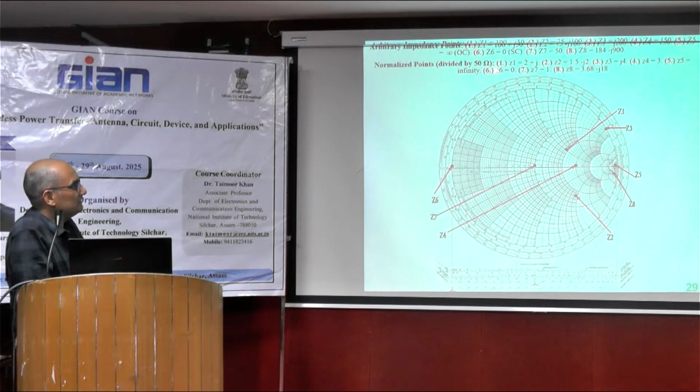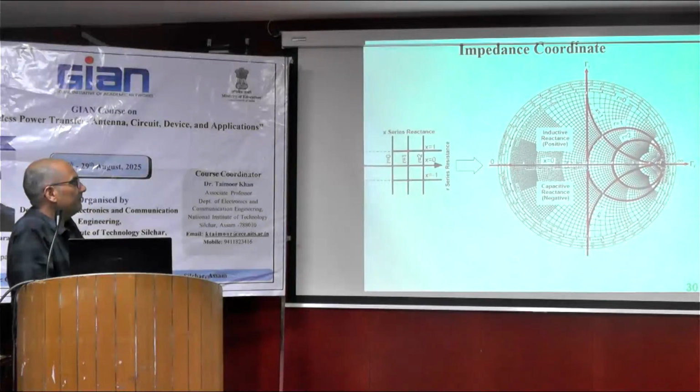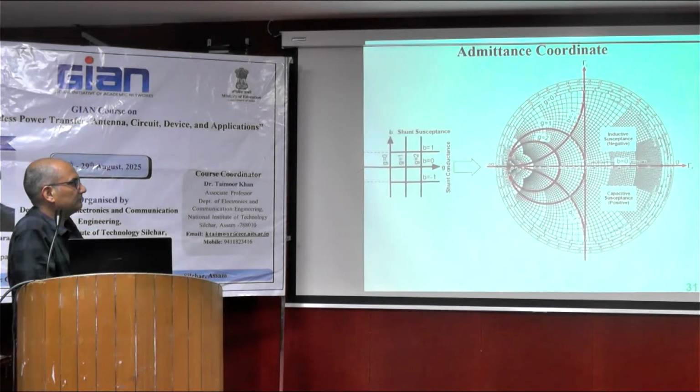Then how these Z1, Z2, Z3, Z4 points are represented, with two different values and the corresponding points, you can easily correlate this way. Then the impedance coordinate: inductive, capacitive, reactance, inductive reactance, capacitive reactance. Then shunt susceptance will be represented in this way.